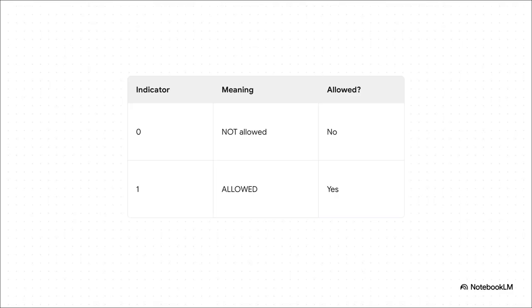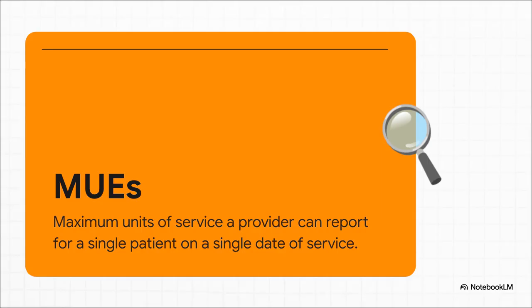So how do you know if you can bypass that edit with a modifier? You look at the NCCI modifier indicator. If you see a 0, you absolutely cannot unbundle that code pair. No exceptions. But if the indicator is a 1, you're allowed to append a modifier, like 59, or the specific X modifiers, XE, XS, XP, or XU, if and only if your clinical documentation proves it was a completely distinct separate service.